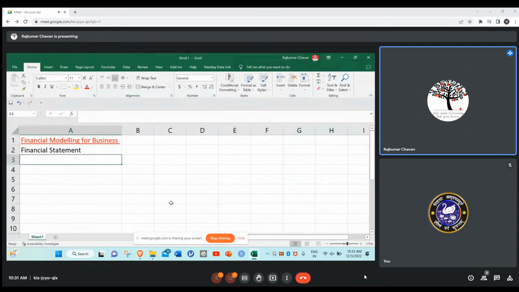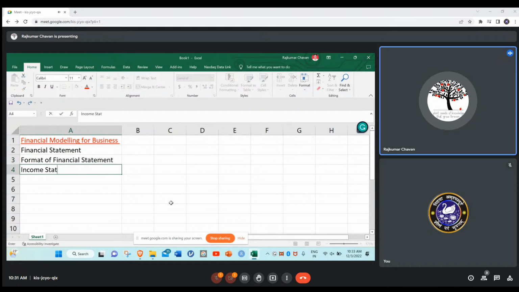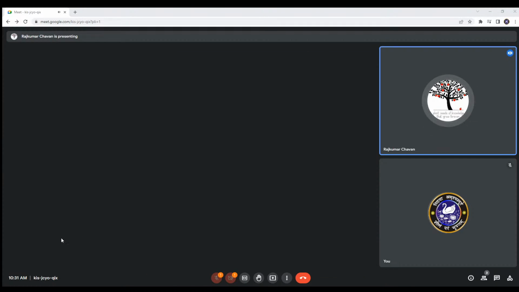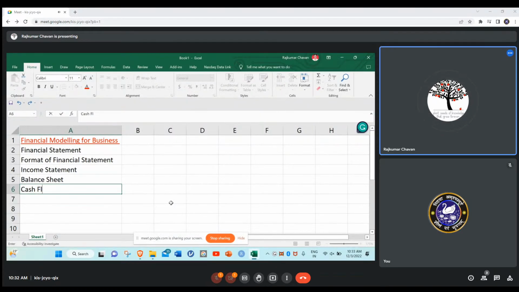Number of things we should understand. First, financial statements. So first, we are going to understand the format of financial statements. What are the things that will come? Income statement, balance sheet, and the last one is cash flow statement. So three things you should understand.